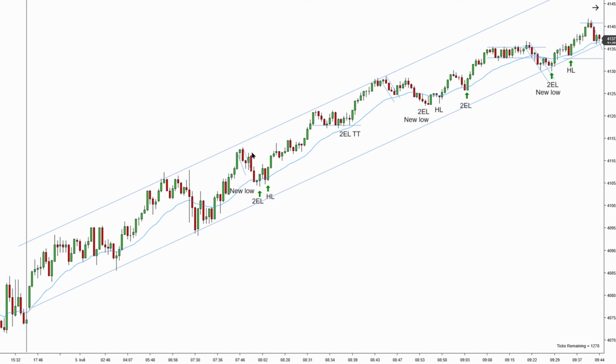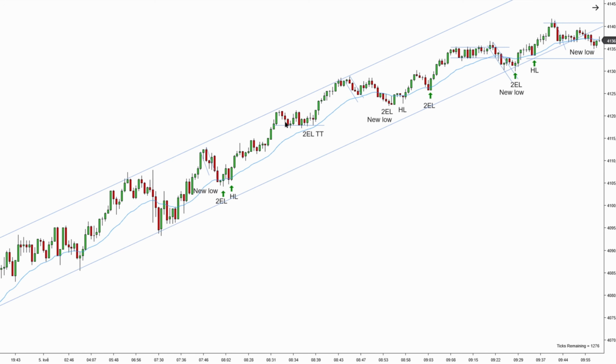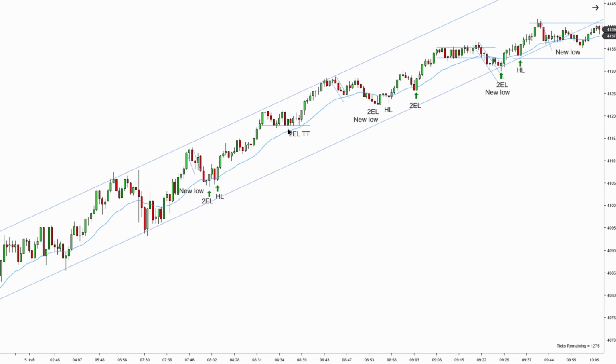And here we had a nice break to a new extreme, the second entry long, followed by a higher low. There we had a second entry long triple test, which is quite tempting. But for my liking, we never really pulled back to that exponential moving average, which a lot of times there may be an additional pullback just to touch the EMA and then go higher.